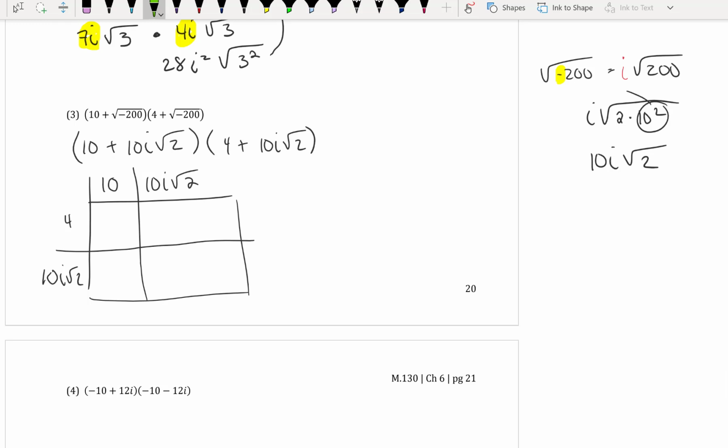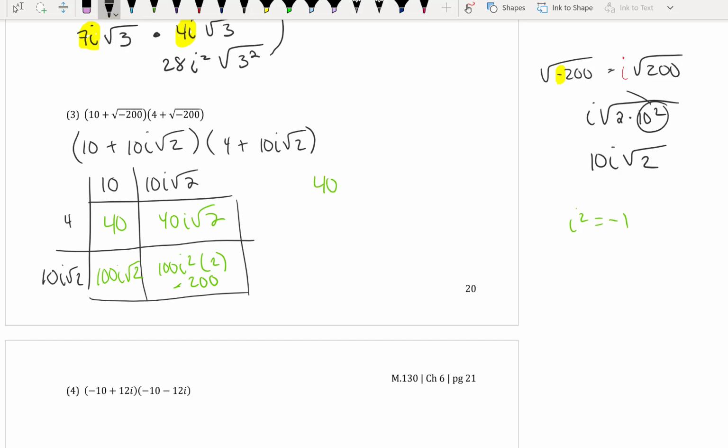So now 10 times 4 is my 40. And here 10 times 10 is 100. And I have my 100i squared times the square root of 2 times the square root of 2, which is 2. So remember that i squared is equal to -1. So this is really -100 times 2, which gives me a -200.